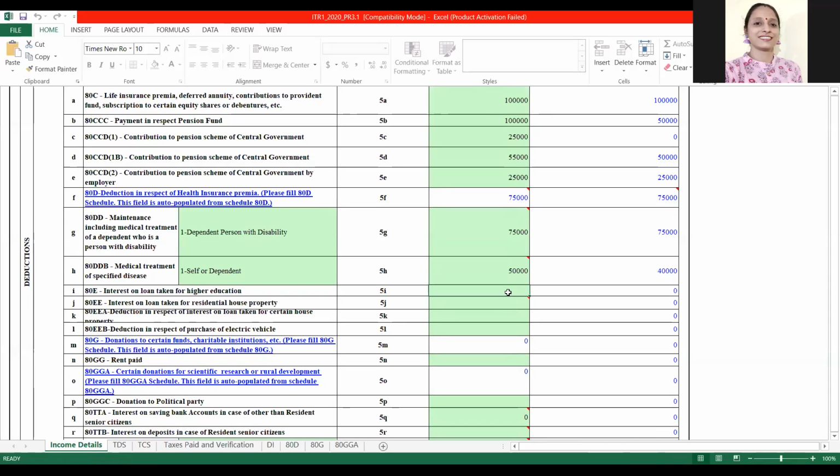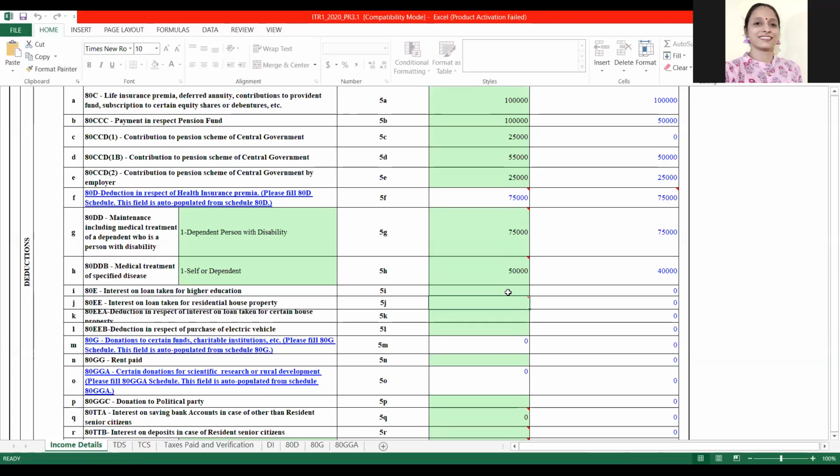80E is basically loan on higher education. So if I have taken any loan for higher education of myself, my spouse, my children, I can take the benefit of this. Any interest paid on that loan up to the period of 8 years, I can take the advantage of it. I can put the amount here.